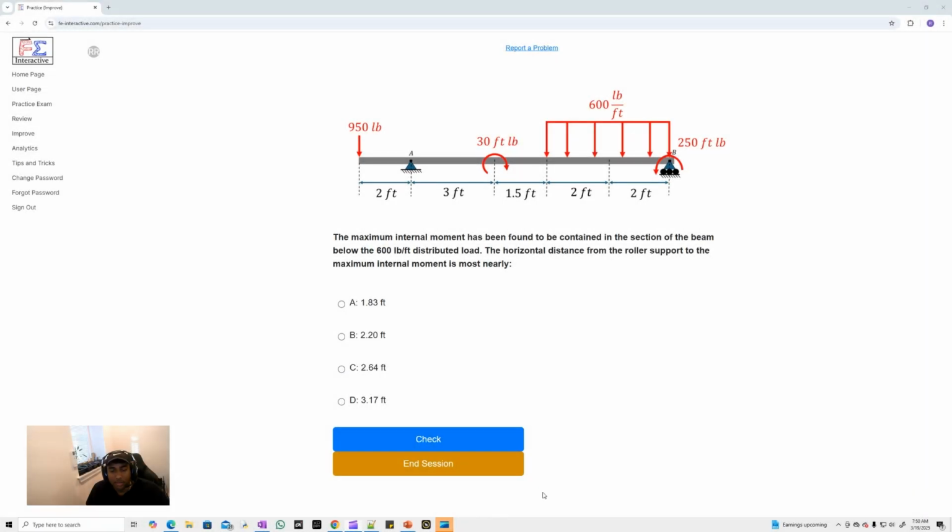Hey everyone, today I'd like to go through the solution to this problem with you guys. We're going to check in the official FE reference manual, find the appropriate references, and just solve this problem step by step. So let's get right into it.